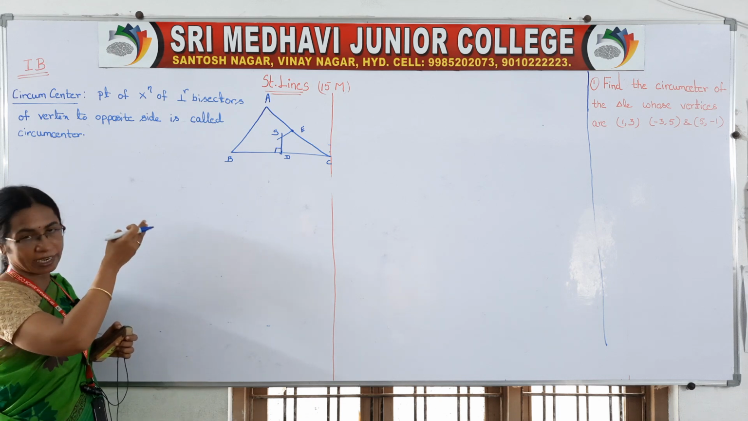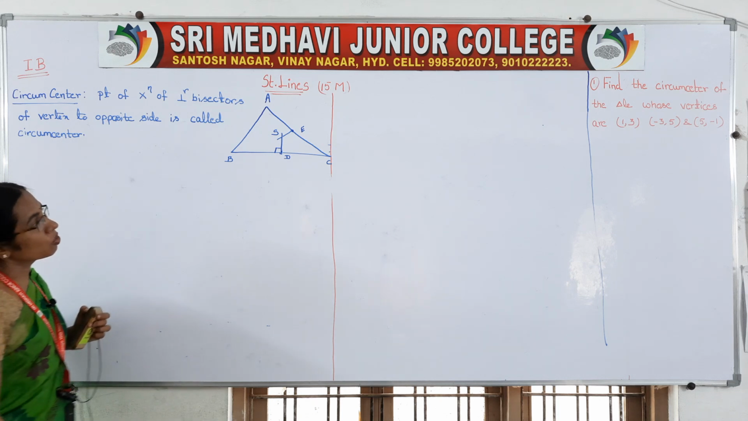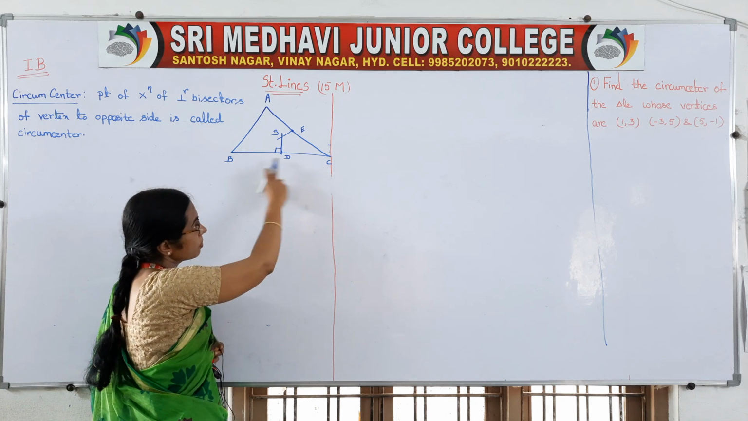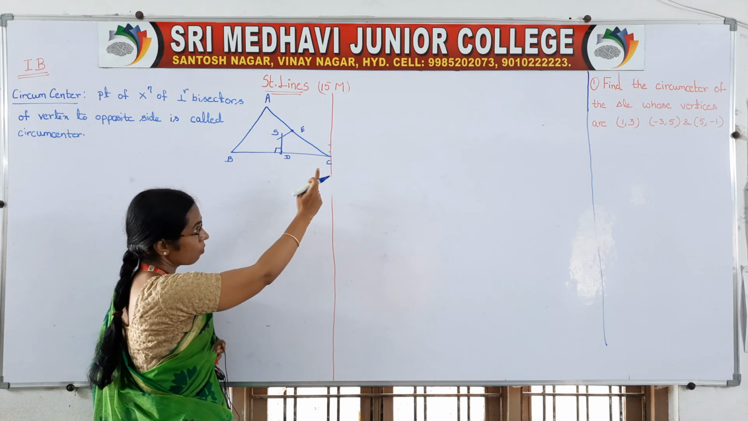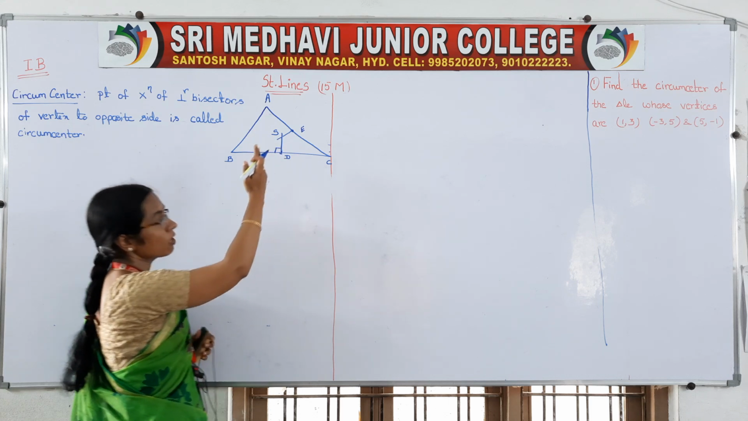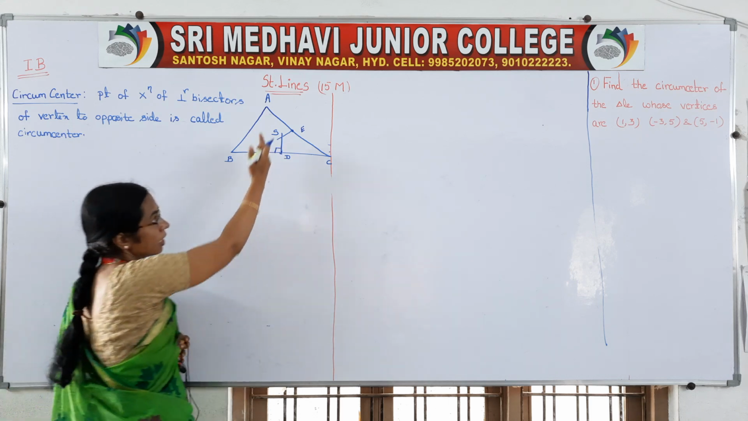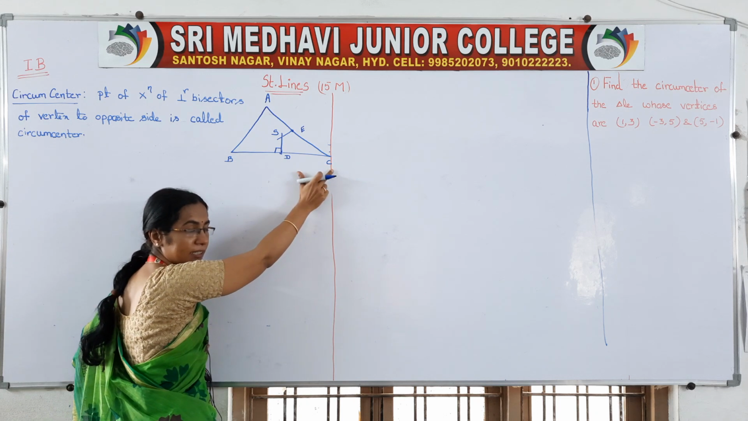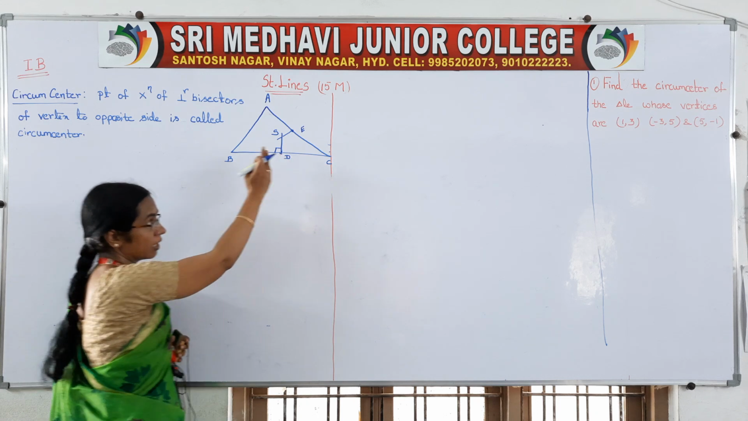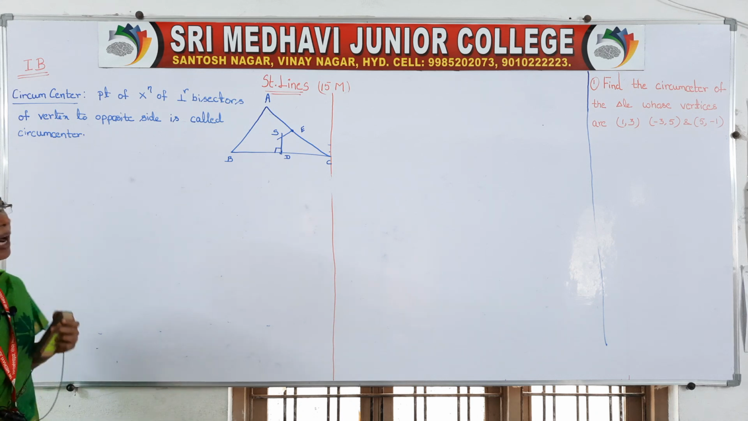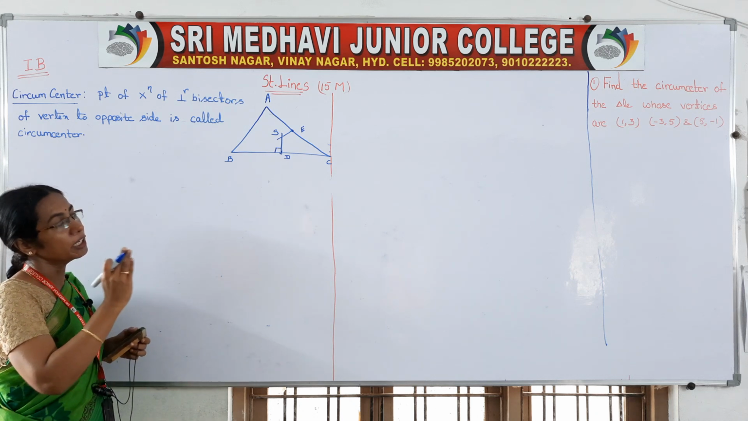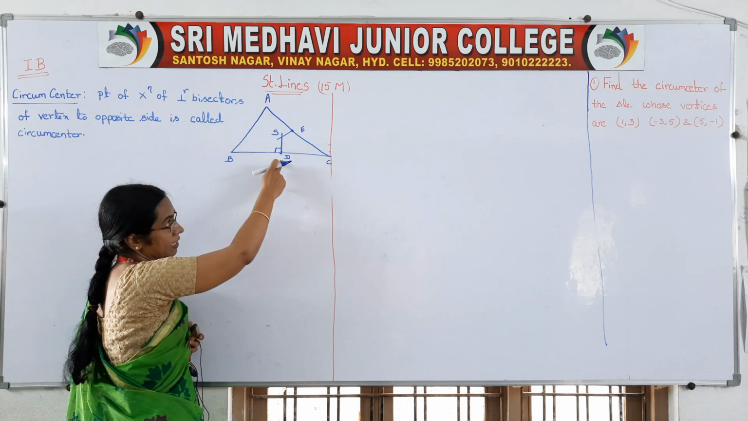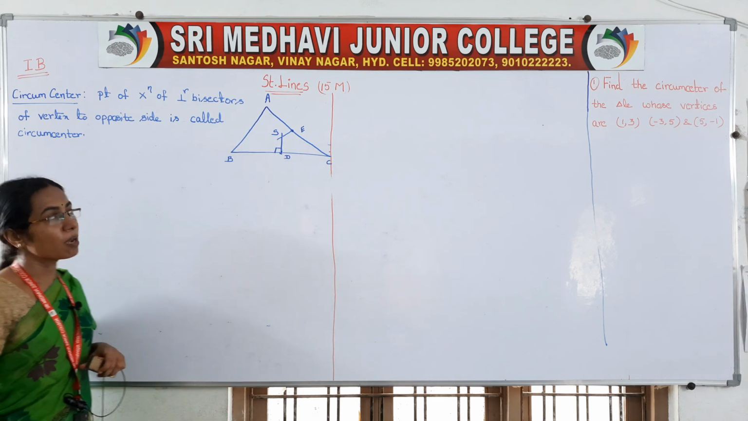This is called the perpendicular bisector of A. A's opposite side is BC, so BC's perpendicular bisector you have to take. What is the meaning of perpendicular bisector? The line which divides another line perpendicularly into two equal parts, cutting it into two equal parts. So we have to get SD. This is one perpendicular bisector.